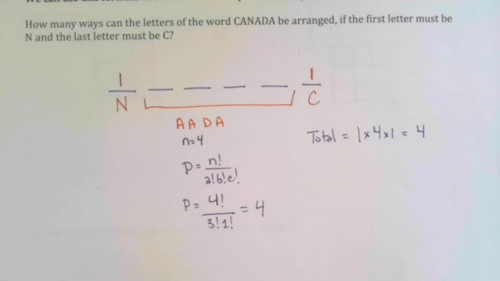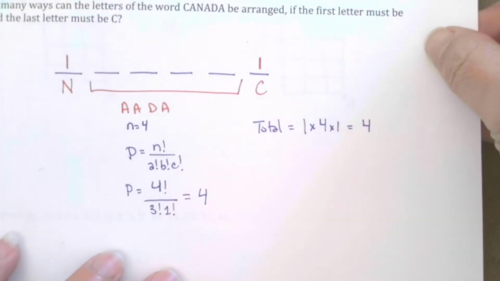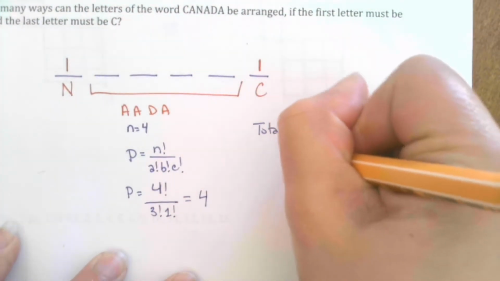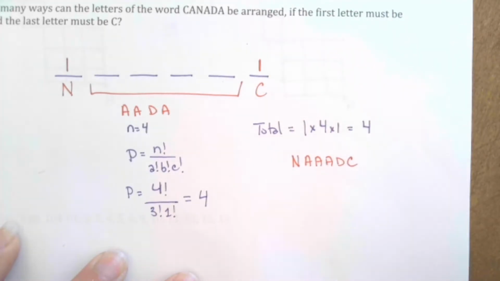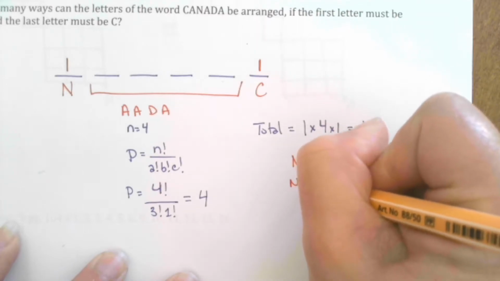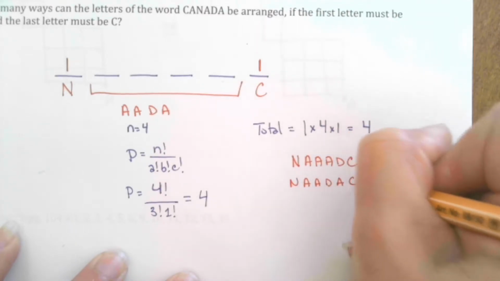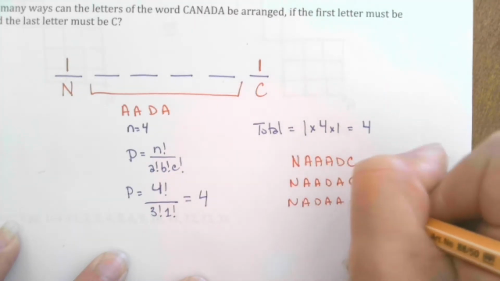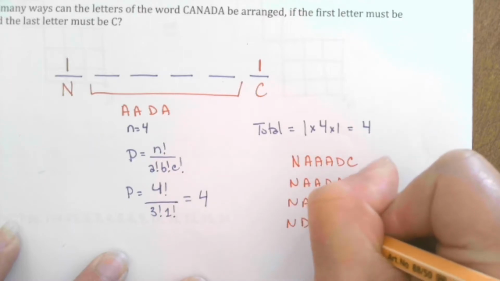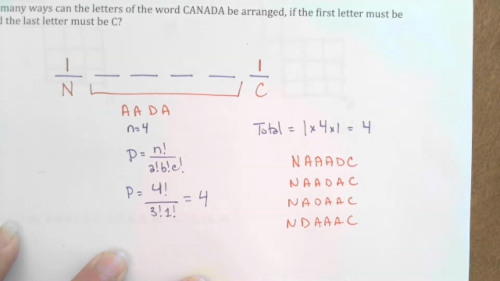That tells us there's going to be 4 possible arrangements of these letters in total that look different. Because there's only 4, I'm going to draw them out just so you can see what those 4 would look like. So we would have the N first, A, D, C. We can have N, A, D, A, C. So those 4 right there. Anything else is just going to be a repeat of one of those 4.